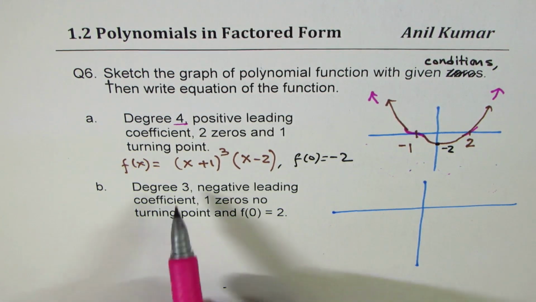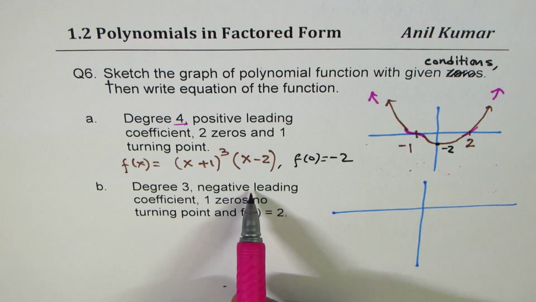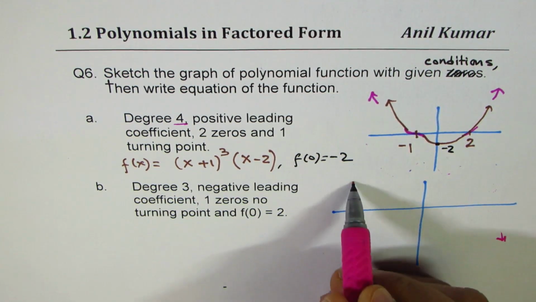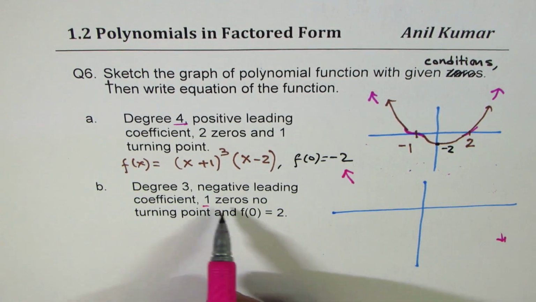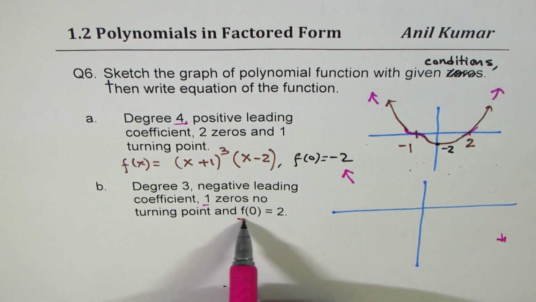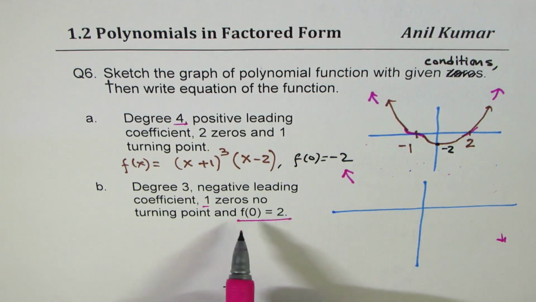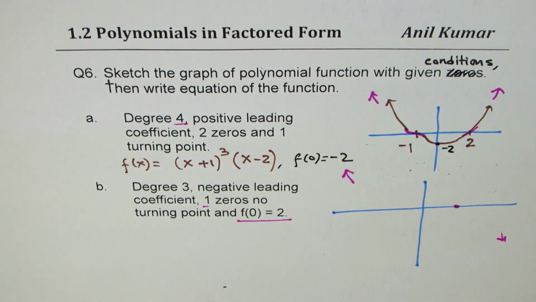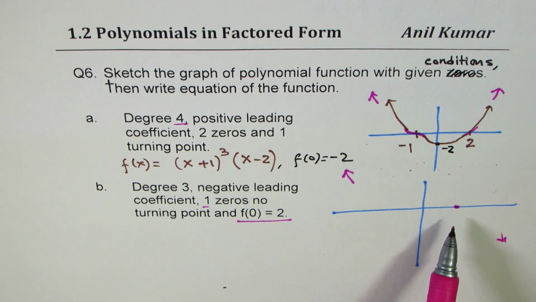Now let me provide you the solution. Degree 3, negative leading coefficient. Odd degree, negative means right down. Odd degree means opposite ends. 1 zero, no turning point. And f of 0 is 2. So we have to be specific. f of 0 is 2. So there is one x-intercept here, right? So that is what is given to us, right?